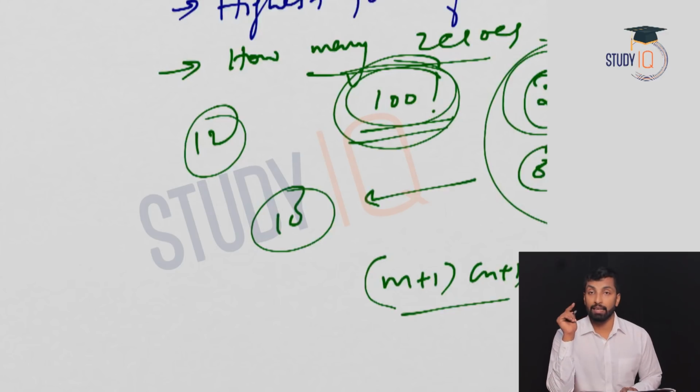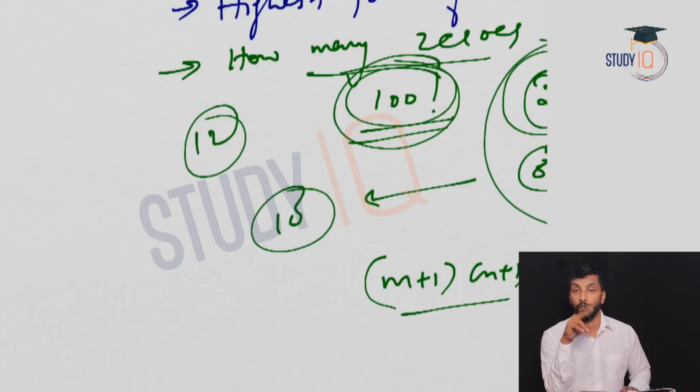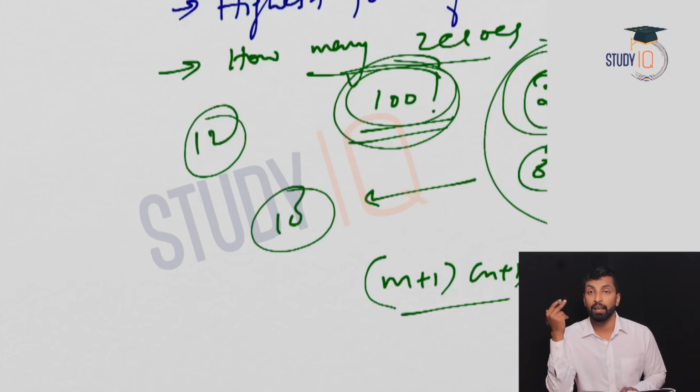What are the questions? What is the highest power of a number in a factorial? That means how many times 2 is there, how many 3 is there, how many 5 is there, etc. in a factorial. Or I can ask you how many tens are there. Alternate question, how many zeros are there in the end of a factorial. Or I can simply ask you how many factors are there in this factorial. So these are the questions. Let's look into these questions one by one.